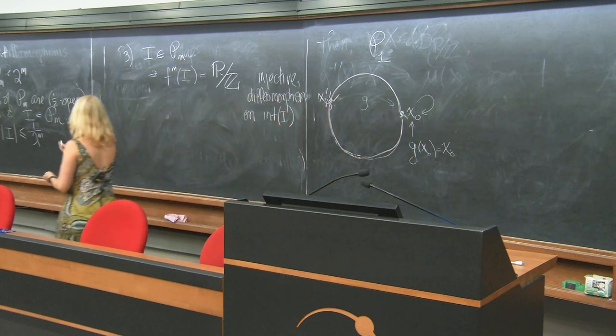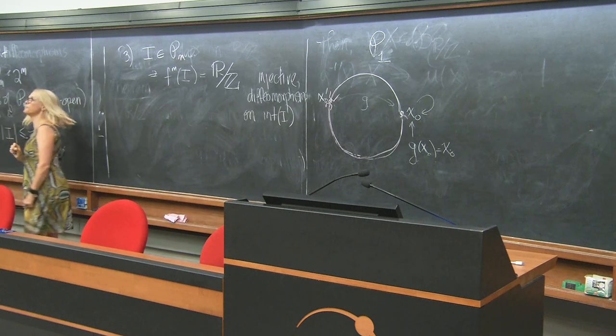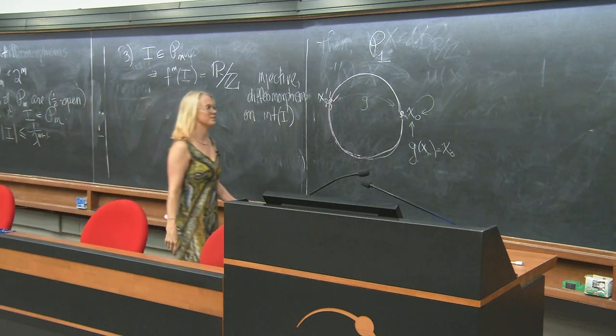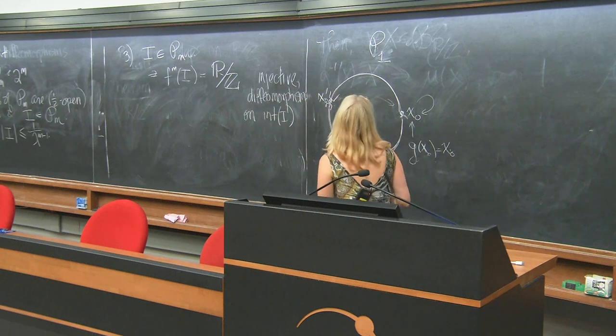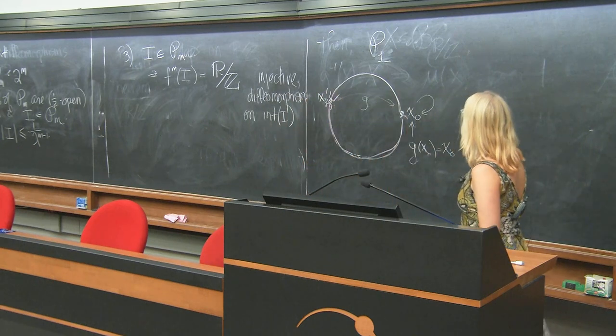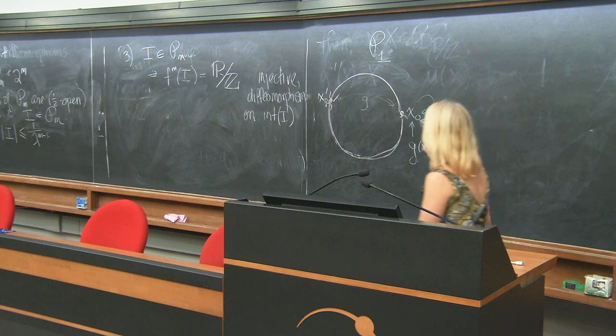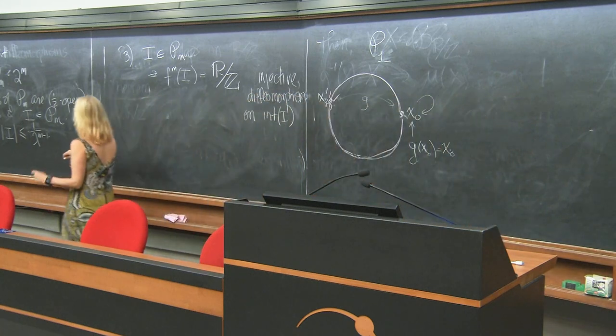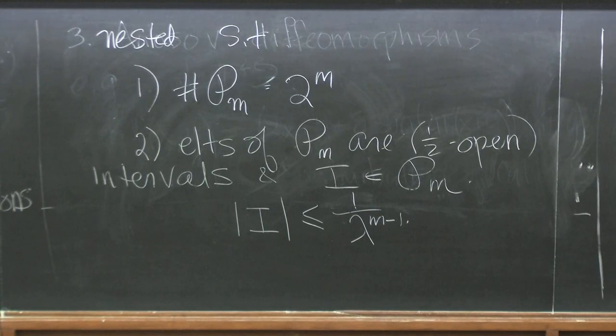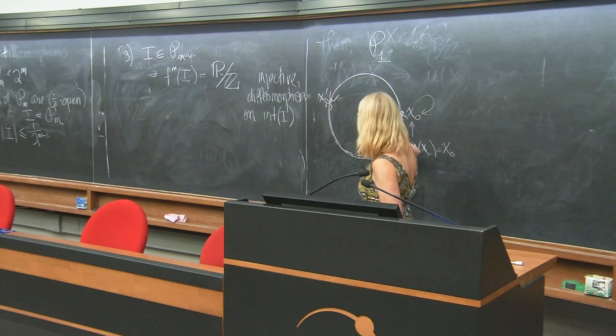Construct 2 intervals. And just to be safe, I'm going to put m minus 1. It's not going to make a difference. Or else I could call this P0. No, I'm not going to. This is P1. Okay, so here's my 2 elements.